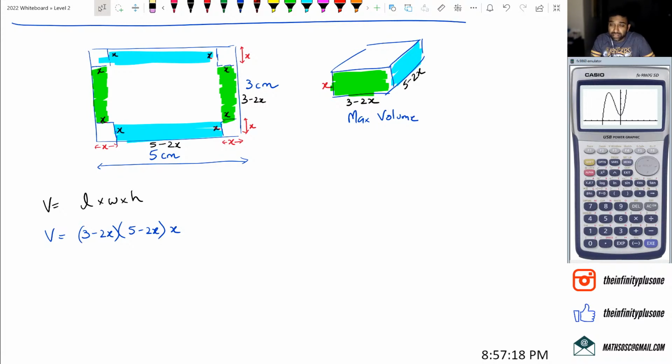So, as I said, guys, expand the brackets, differentiate, put it equal to 0, and you're pretty much good to go.